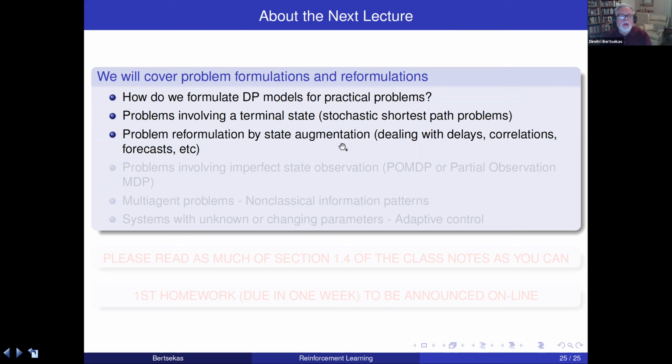There may be problems that depend on forecasts. At the beginning of each period, there may be a forecast that you may receive about the probability distribution of the disturbance. Again, we can deal with forecasts in the same way. We can deal with delays in the state system equation. Xk plus 1 may depend not only on Xk, but also on Xk minus 1, Xk minus 2, and so on. All of this is possible by state augmentation, and it's a very, very general, very powerful technique.